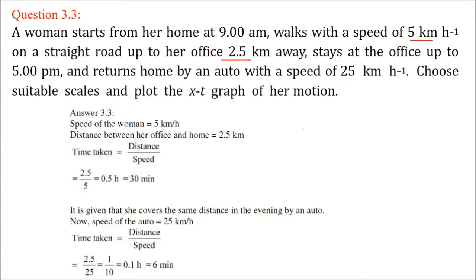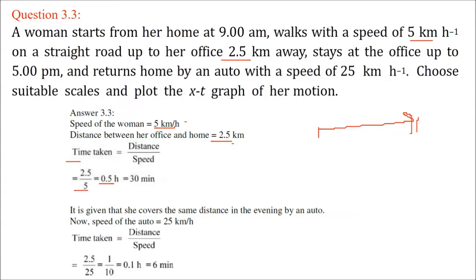Now let us see what is happening when she is walking. The speed of the woman is 5 km per hour. The distance from her house to the office is 2.5 km. We know that time equals distance by speed, t equal to d by s. We put these two values in and we say that this is 0.5 hour.